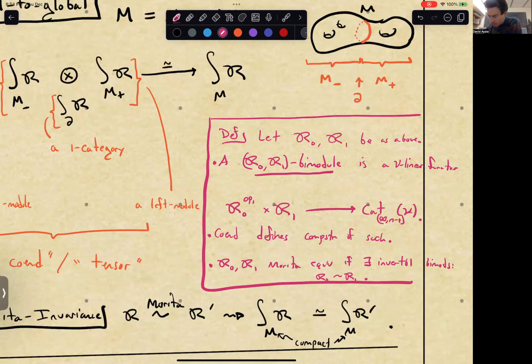Sorry, I muted myself. So I think you answered my question, but I have another question. It seems that if R0, R1 is the delooping of a monoidal category, then it recovers the usual notion of Morita equivalence, right? Yep. I see. Yeah, looks like it. Thank you.